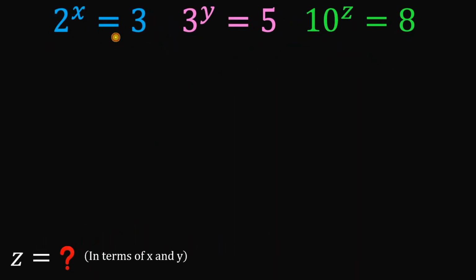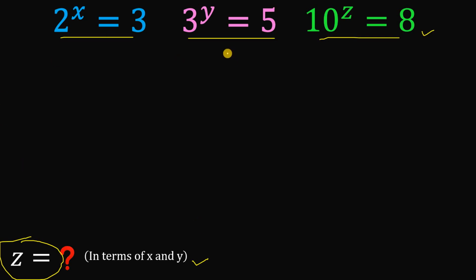Given these equations, 2 raised to the power of x equals 3, 3 raised to the power of y equals 5, 10 raised to the power of z equals 8. The goal is to find the value of z, not the numerical value, but in terms of x and y. Because if we want the numerical value of z, take the logarithm of both sides in the third equation, then we get that z equals logarithm of 8 to the base of 10. But we don't care about the numerical value of z. We care about the value of z in terms of x and y.